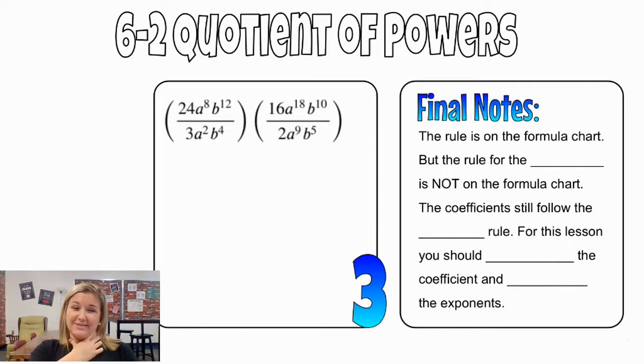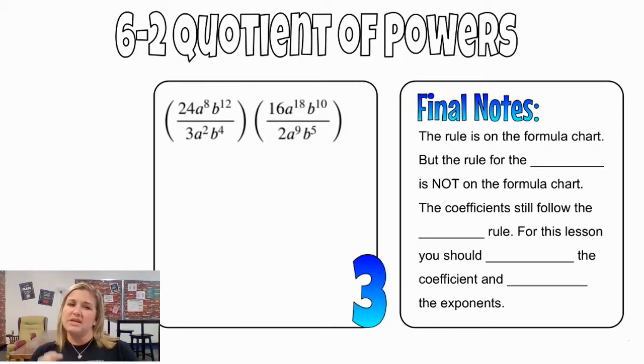And then this is pretty long, right? So there are 2 rules embedded together. So I have 2 divisions, and then I'm going to multiply them together. So we're going to have to apply these rules. Get used to that. They're going to be stacked on top of each other. So be prepared. So I have 24a to the 8th b to the 12th, divided by 3a squared b to the 4th. I'm going to do that first.